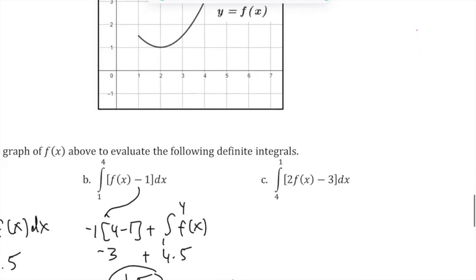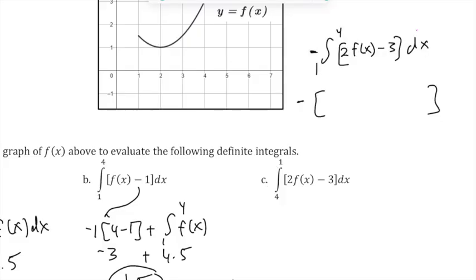Now, part C is trying to trick you. Look, we have a constant. We have to switch our boundaries. And we have our constant outside. So we're going to apply the previous two rules and the new ones. So let's do this one step at a time. Let's switch our boundaries first. But to not mess up, I'm just going to write the negative outside. I'm going to put a big bracket and do everything inside.